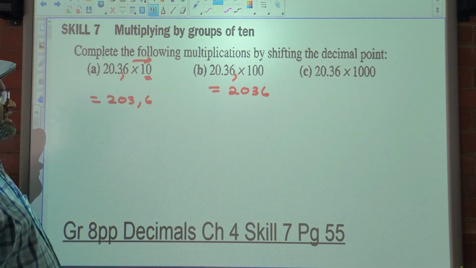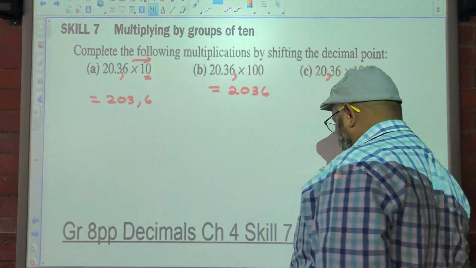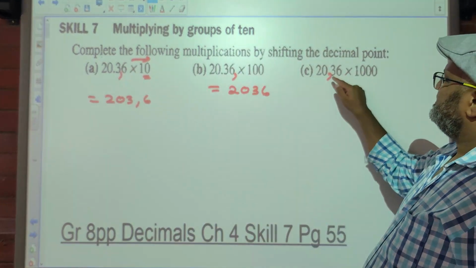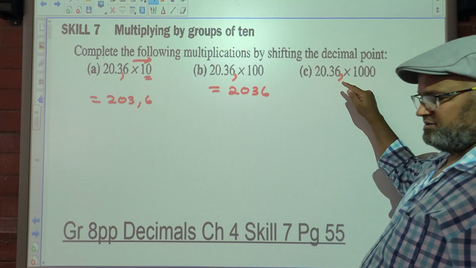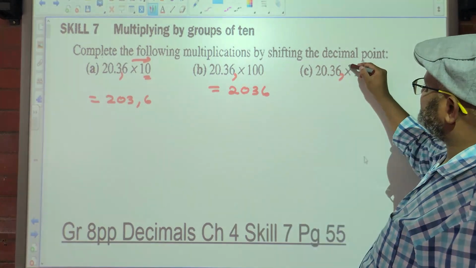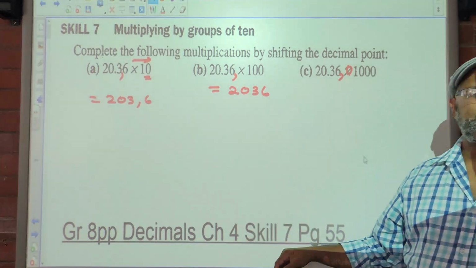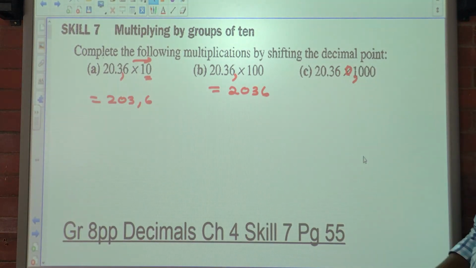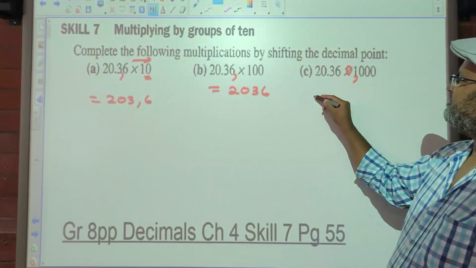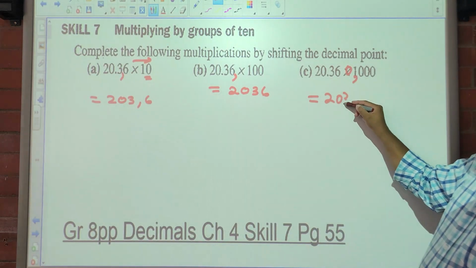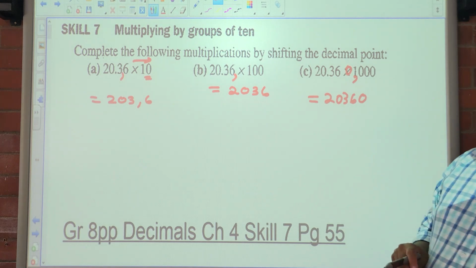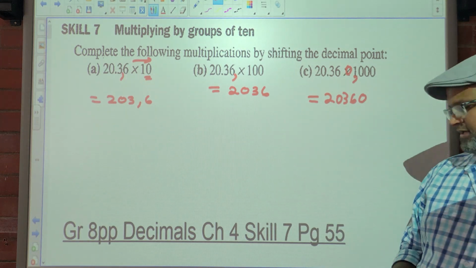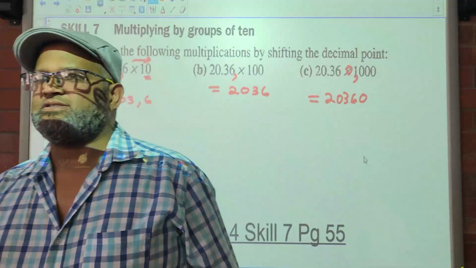Yes. Let's look at C. The comma must move how many units here? 3. So it's 1, 2. So say, hang on. We need another 0 to move it. Not so. So it's going to move there. So that answer is going to be 2036. So it's 20,360. Do you guys understand? Yes. Is there any confusion there?